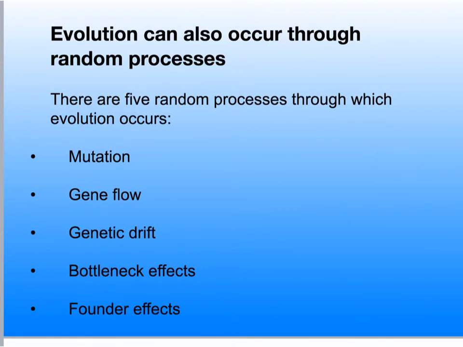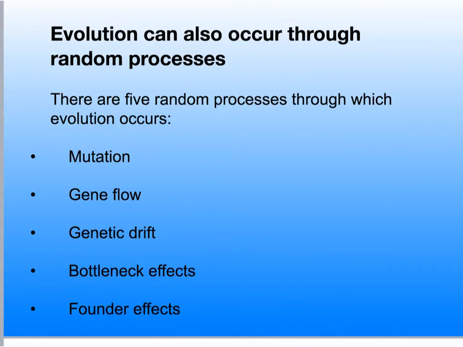There are 5 random processes that this can happen through. We call that a mutation because that can happen at random, gene flow, genetic drift, a bottleneck effect, and the founder effect. If a random mutation is not lethal, it can be added to the genetic variation in a population. So the larger the population is, the more opportunities there will be for these mutations to appear. And as the number of mutations start to accumulate in the population over time, evolution has occurred.